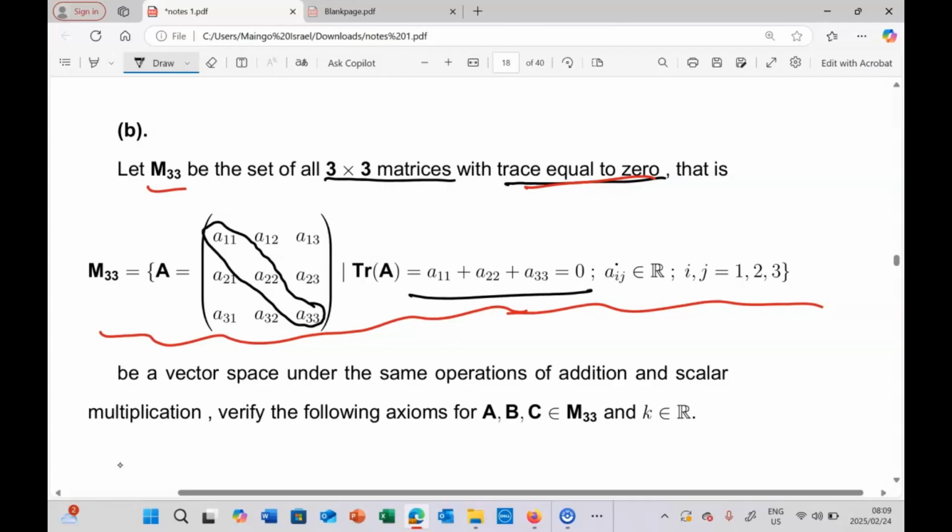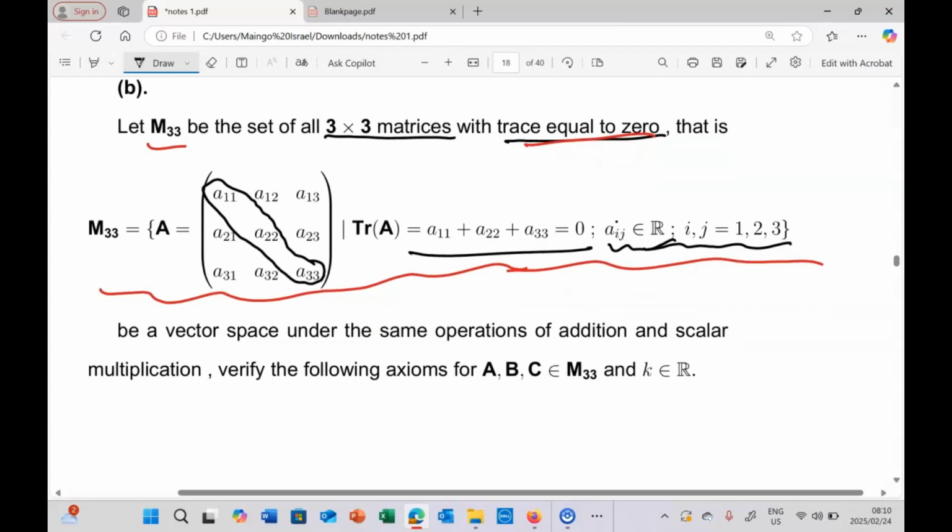So this is Aij belongs to real number. That means we're just generalizing that the matrix entries belong to real numbers. That's what this means. So try playing around with I and J. You can see that if you say this is 1 1, then A11 belongs to real number, A12. You can just play around with that.